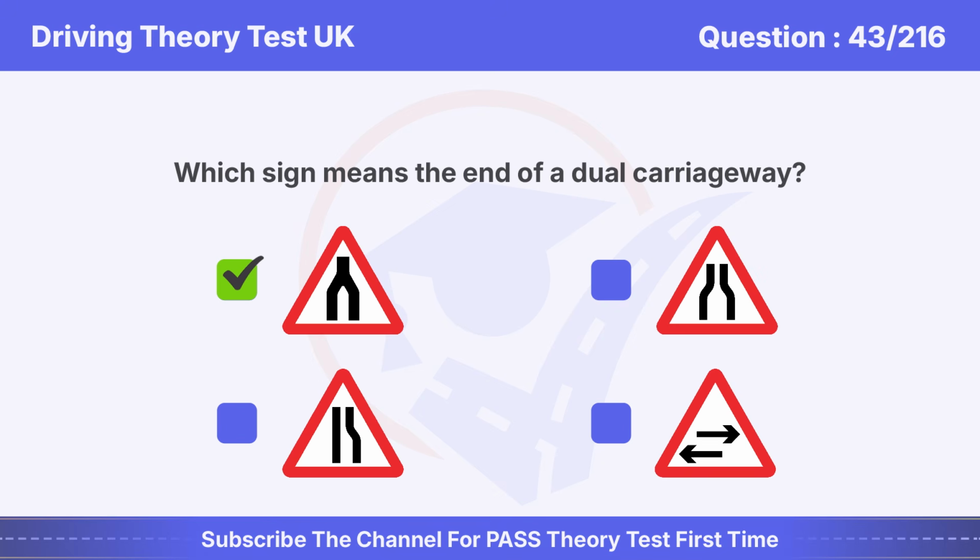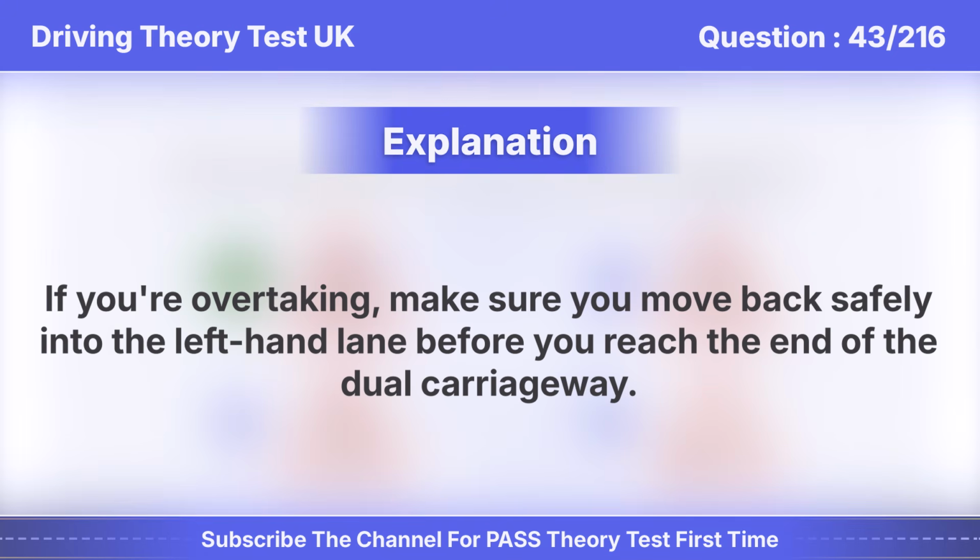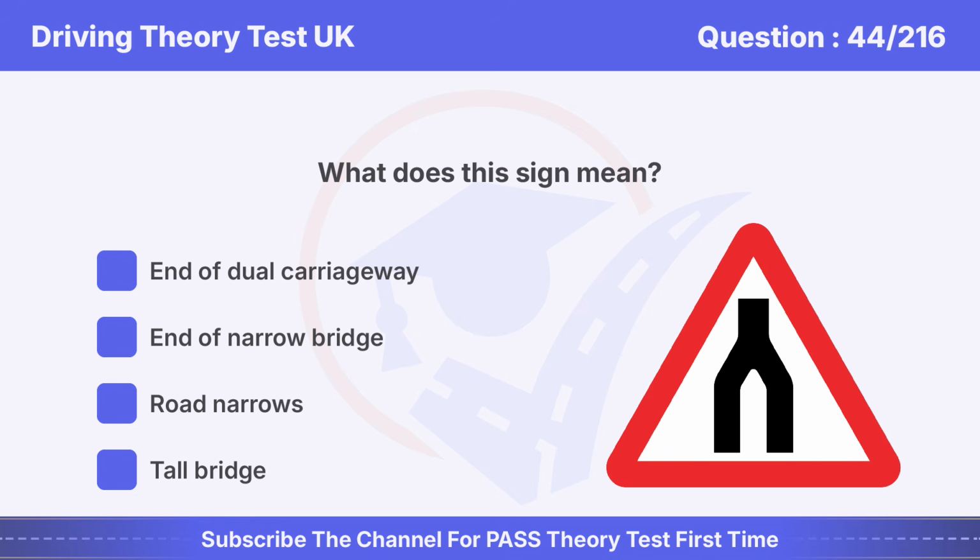Answer is A. If you're overtaking, make sure you move back safely into the left-hand lane before you reach the end of the dual carriageway. Question 44. What does this sign mean?